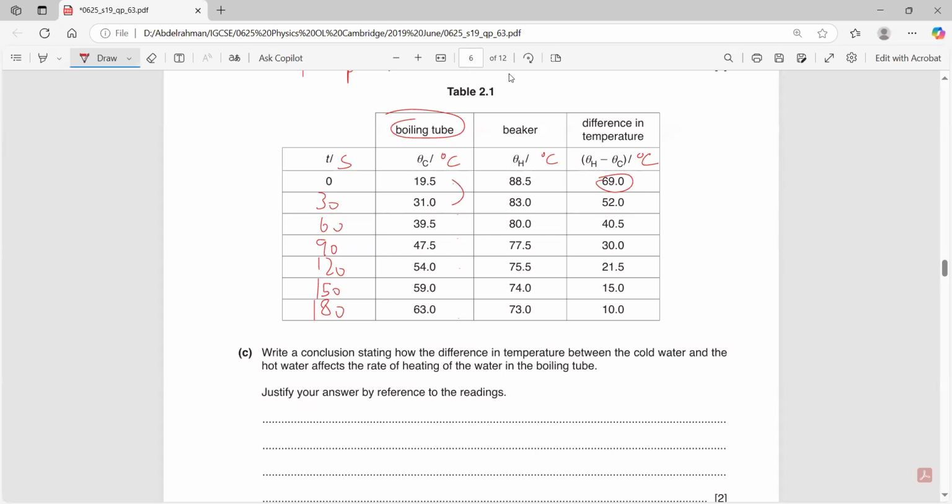So the greater the temperature difference, the greater the rate of heating. How do you know that? Again, initially the temperature difference was 69 and it increased by 11.5. By almost the end, the temperature difference was only 15, and it only increased by 4.